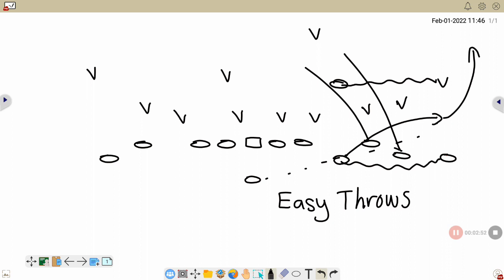Again, stay tuned. Next time I'm going to show you another play, part two of this three-part series, that I think Brian Daboll will install to help Daniel Jones reach his full potential.